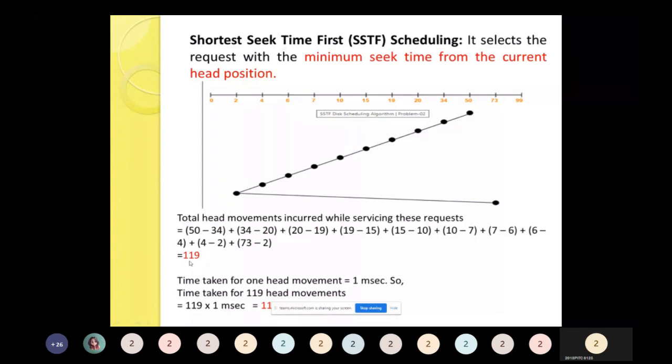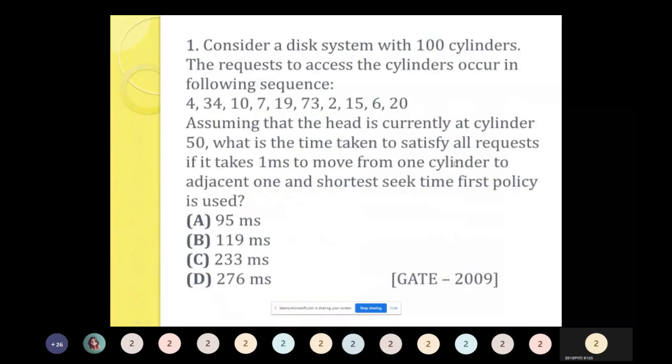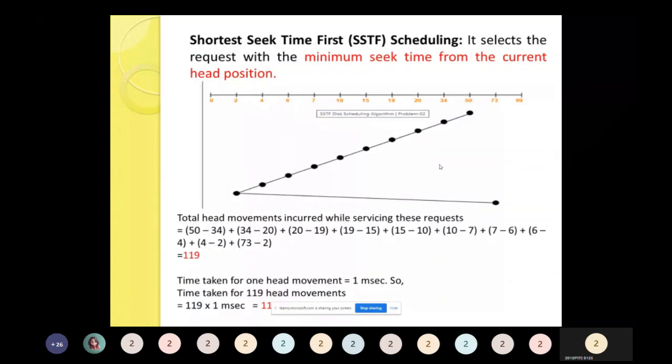The given time taken to move from one cylinder to another cylinder is 1 millisecond. So we have to multiply 119 by 1 millisecond. So my answer is 119 milliseconds.